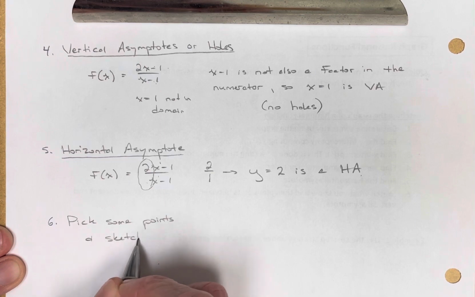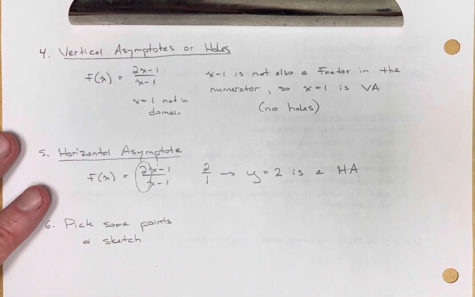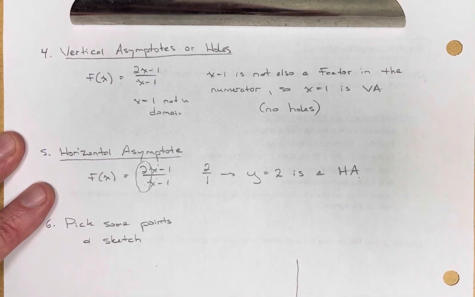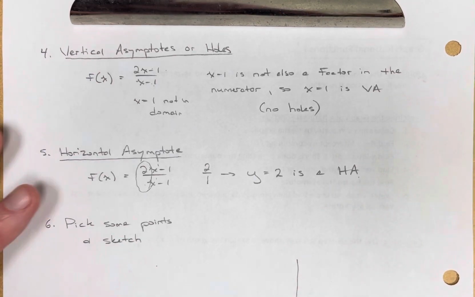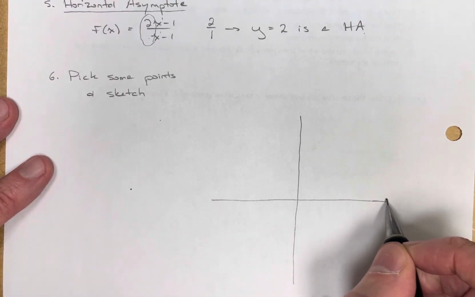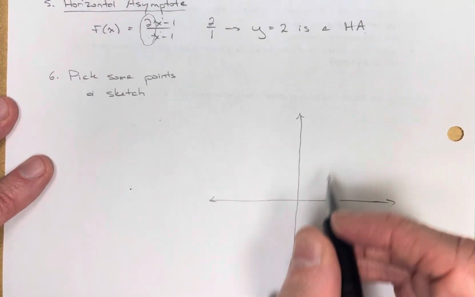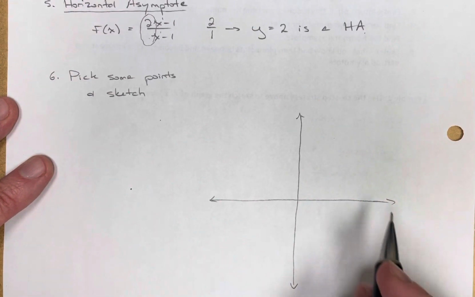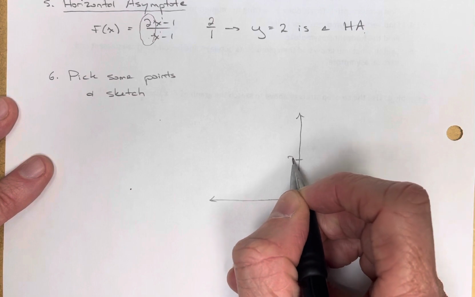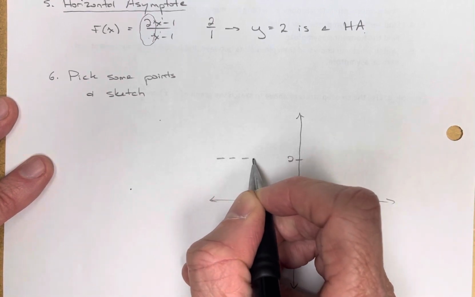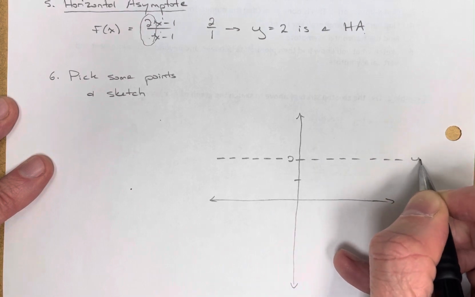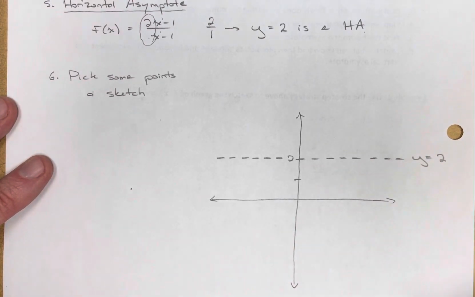Pick some points and sketch. Okay, so what do I know? All right, I'll draw kind of a big graph. I got lots of space here. There we go. Now you can really see it. Okay, so I know I have a horizontal asymptote at y equals 2. So there's my horizontal asymptote, and that came from number 5.